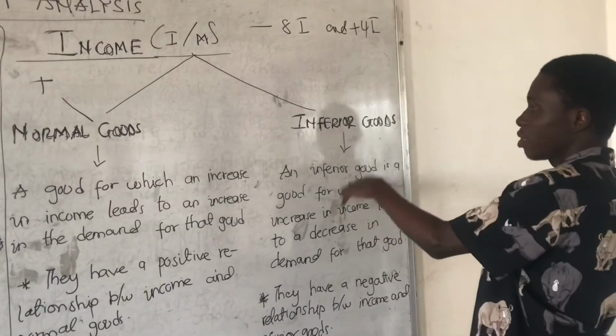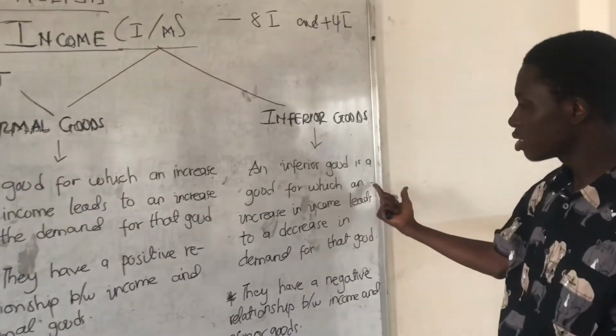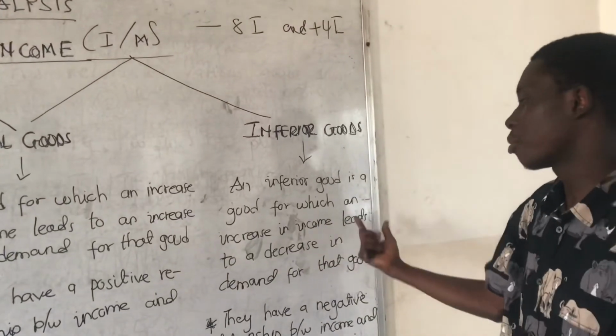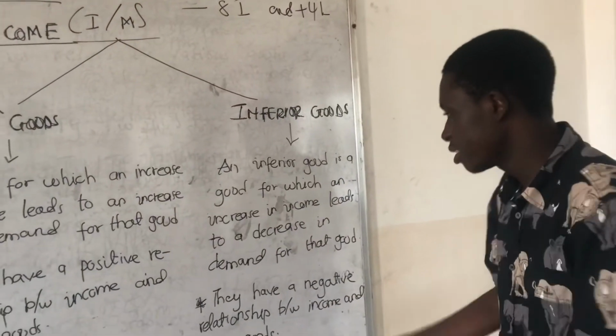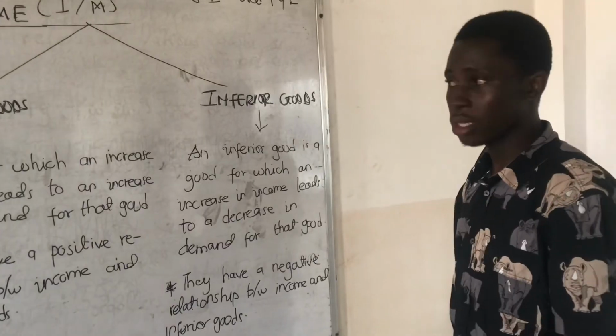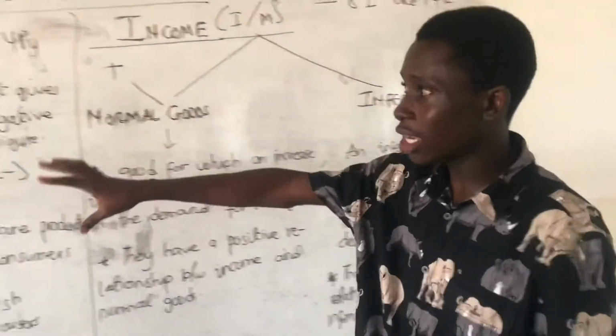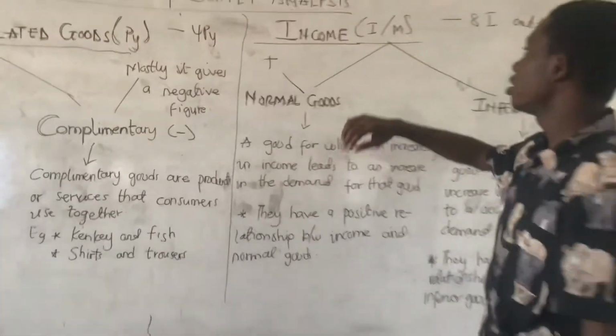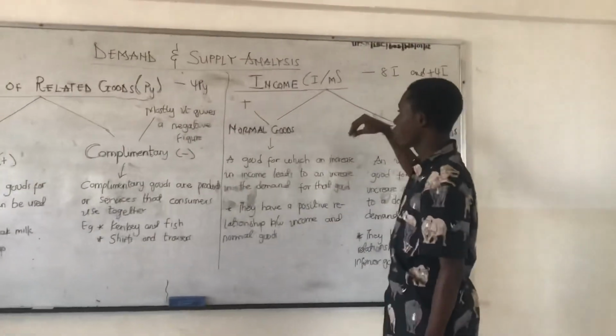So let me explain the inferior goods. An inferior good is a good for which an increase in income leads to a decrease in the demand for that good. So that's all about price of related goods, which is PY, and income, which is I or a capital N.